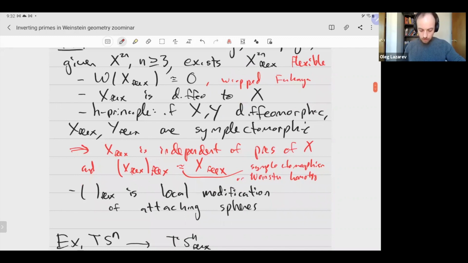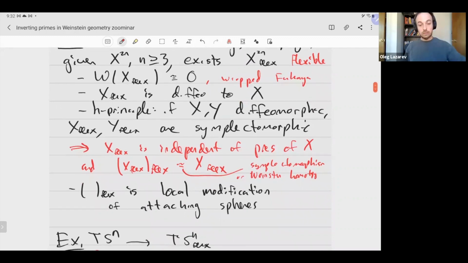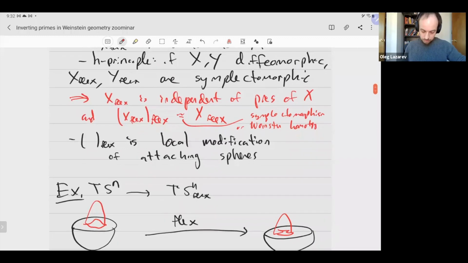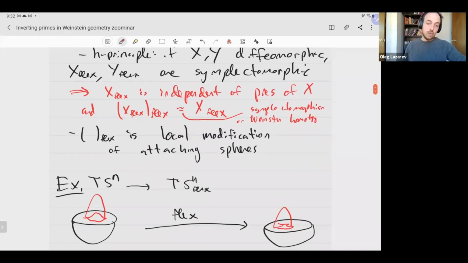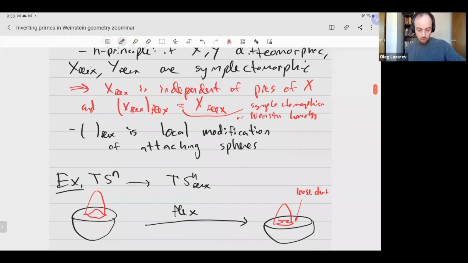So what do I mean? Let's look at the flexibilization of a cotangent bundle of a sphere. The standard cotangent bundle of a sphere is: you start with a ball and you attach a single handle along the Legendrian knot. And this flexibilization procedure is a local modification of the attaching spheres. It adds this zigzag to the attaching spheres, and this is what's called a loose chart. Adding this loose chart actually forces symplectic homology to be 0. So that's what flexibilization is.